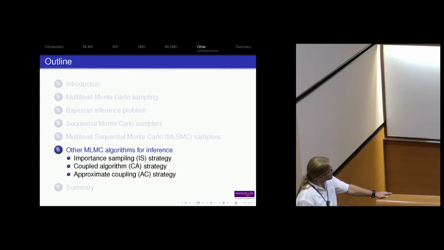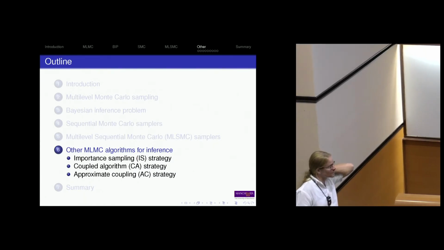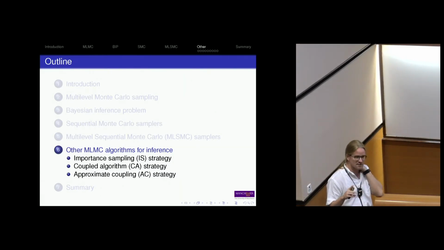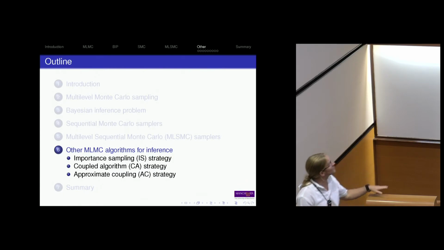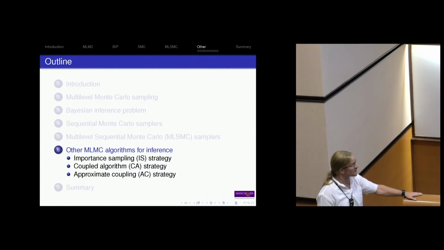So we did a bit more work using this strategy, and then we started to explore some other strategies for coupling these successive targets suitably well, so that we're actually able to apply these kinds of Markov chain Monte Carlo and sequential Monte Carlo algorithms.